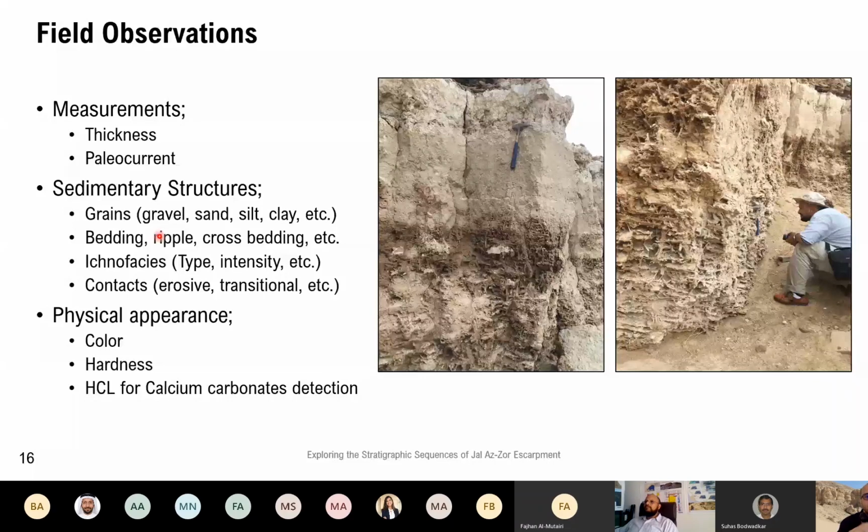So what are the observations? We observe, first of all, the texture. Is it gravel? Is it sand? Is it silt? Is it clay, etc.? Then we go to the bedding. Is it bedded, not bedded, cross-bedded, ripples, and so on and so forth. We go to the ichnofacies. Look at this picture. It shows different ichnofacies, from intensively bioturbated, because the ichnofacies intensity can also be an indicator of how the environment and the climate and the conditions were where these organisms were living at the time of the deposition of this rock.